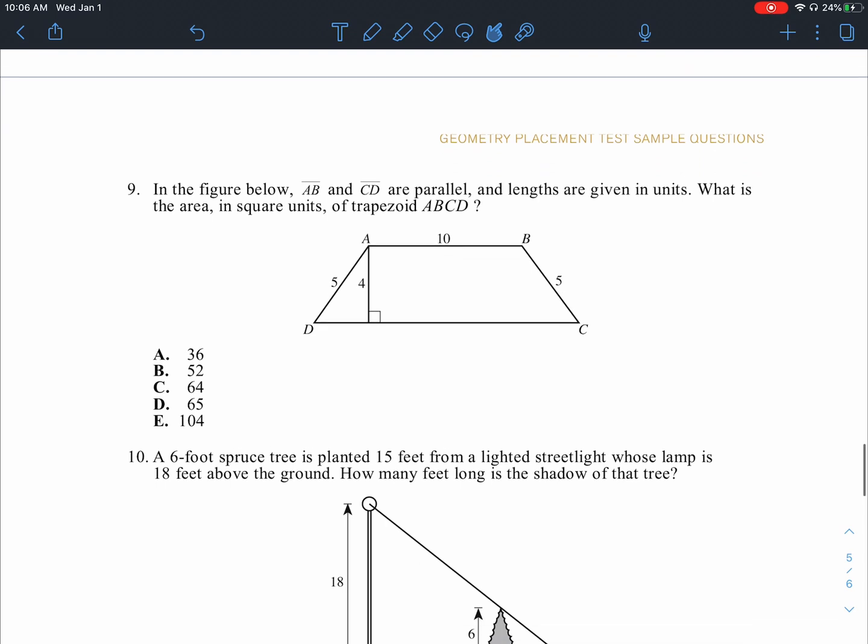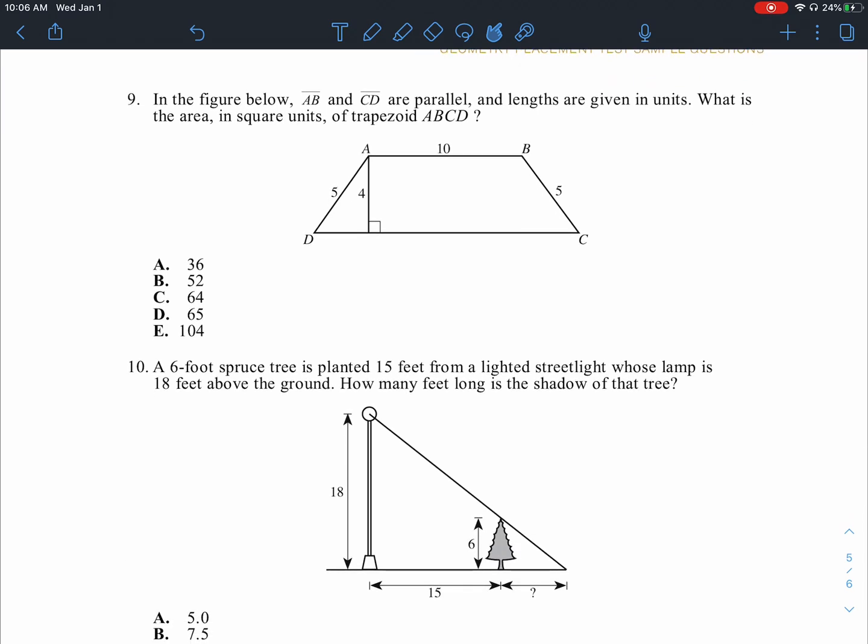All right, last page. Last 3 problems here. You want to kind of time these up.